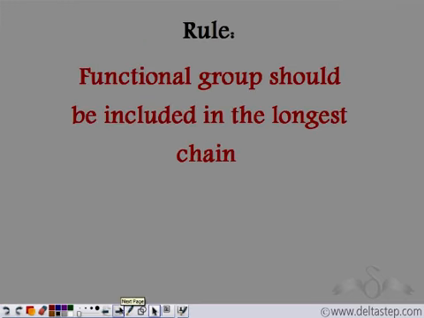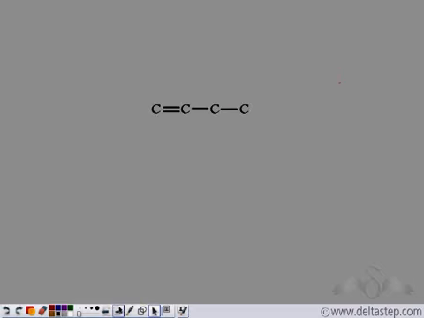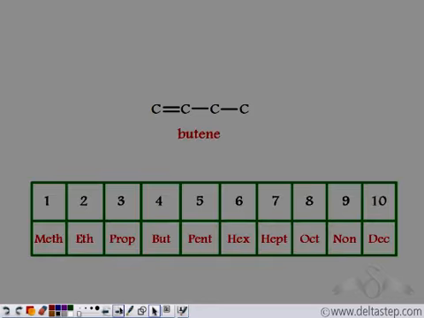Now the rules remain the same, that is, the functional group should be included in the longest carbon chain. Let's take an example. We are given this organic compound. The first step is to find the longest carbon chain containing the functional group. In this case, the double bond is a functional group, so the longest carbon chain should contain the functional group. So this is the longest carbon chain itself, and we know 4 carbon atoms means but. Since we have a double bond, it is butene.